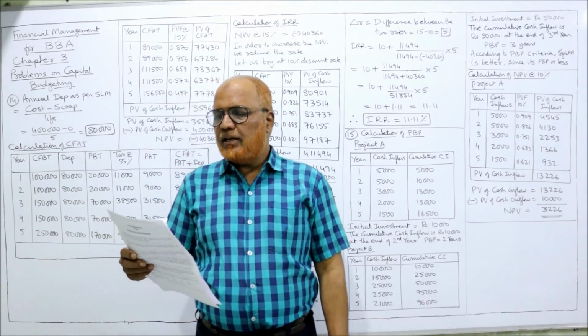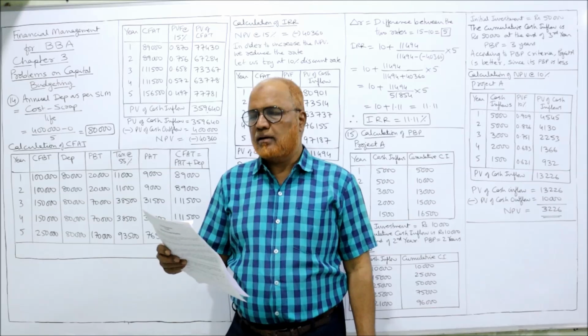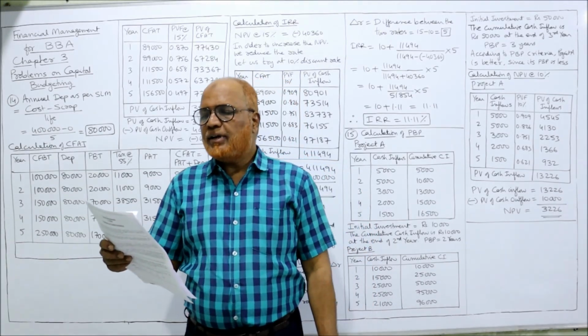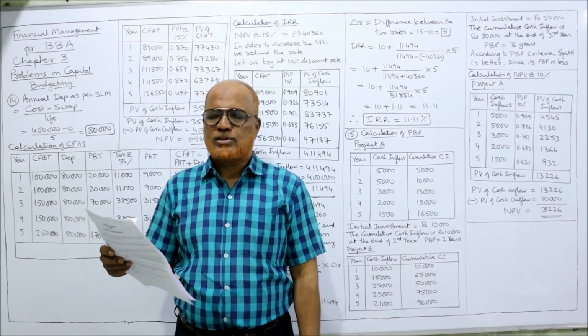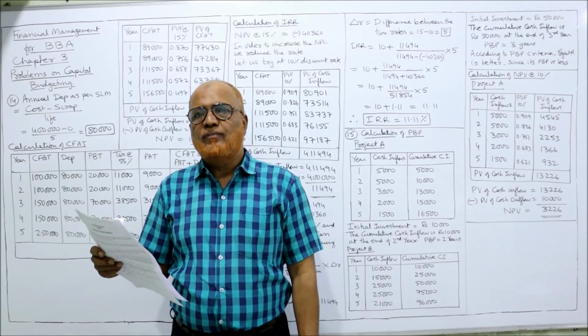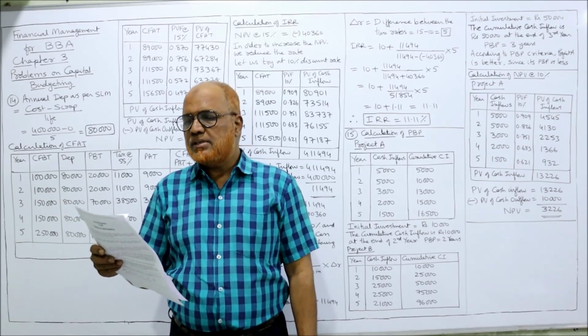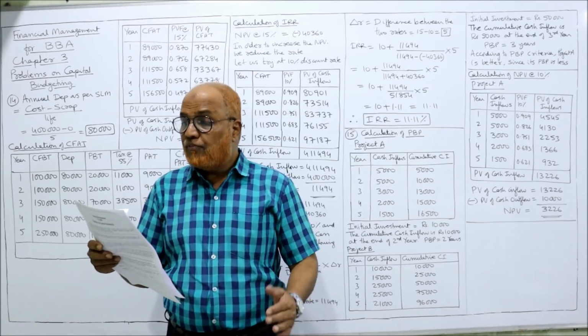A chemical company is considering investing in a project that costs rupees 4 lakh. So initial investment is 4 lakh. The estimated salvage value is zero, nil, no salvage value, scrap value 0. Tax rate 55%. The company uses straight line method of depreciation and the proposed project has cash flows before tax as follows.